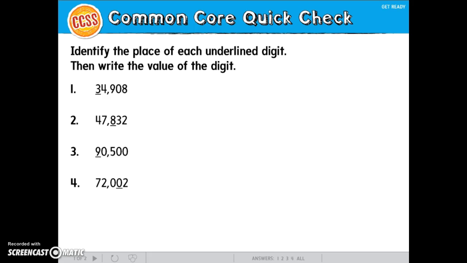All right, you are going to identify the place of each underlined digit. Then write the value of the digit. We did this yesterday. So look at the underlined digit. In this case, for number 1, I have the 3 that is underlined. Because of the spot it is in, like the place value, how much is it worth and what is the place value? Go ahead and work out numbers 1 through 4. Record your answers. And I'm going to give you about 10 seconds before the answers come on the screen.